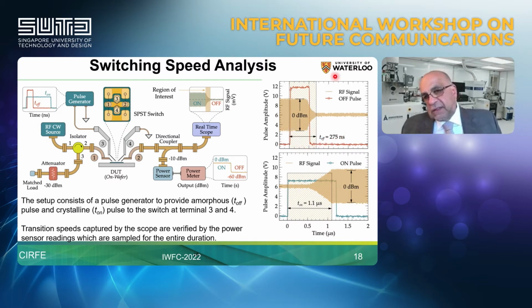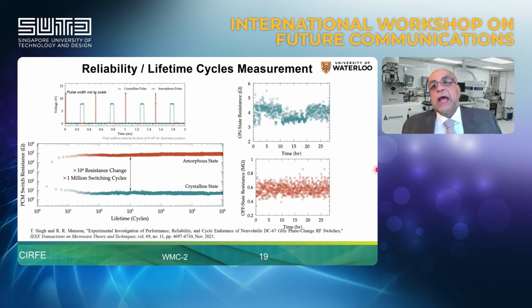So in our case, the switching speed is limited by either the off state or the on state, and we got 1.1 microseconds, while Tower Semiconductor got roughly 700 nanoseconds in both cases. And there's research going on to lower the switching time even further, to a few hundred nanoseconds. Now, reliability. We tested the reliability of the switches fabricated in our lab.